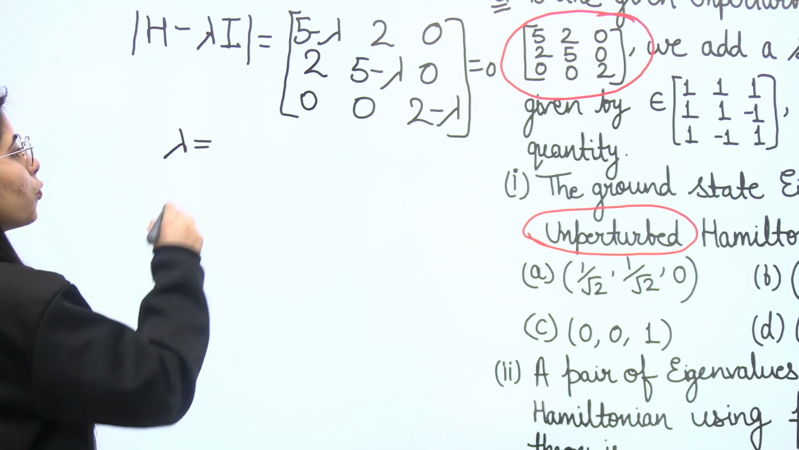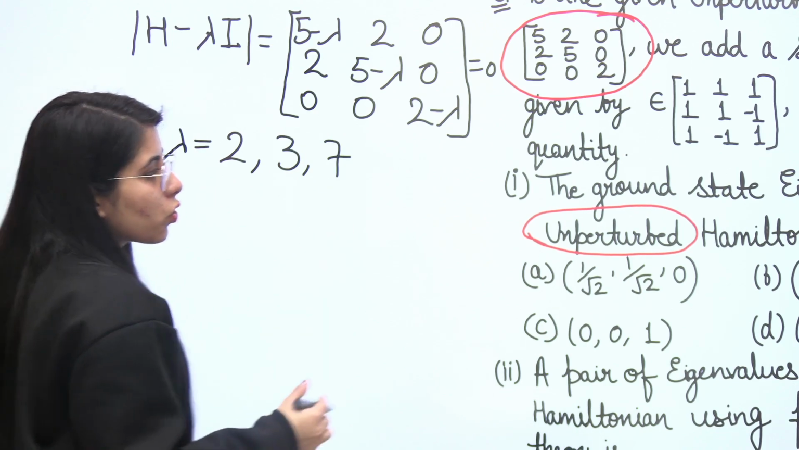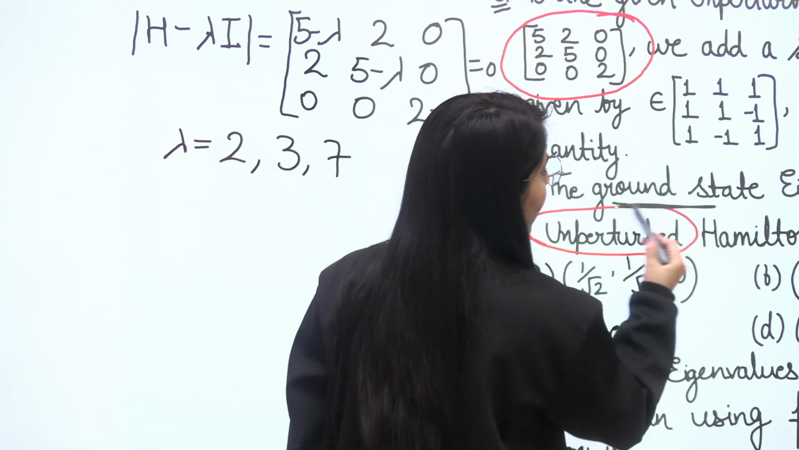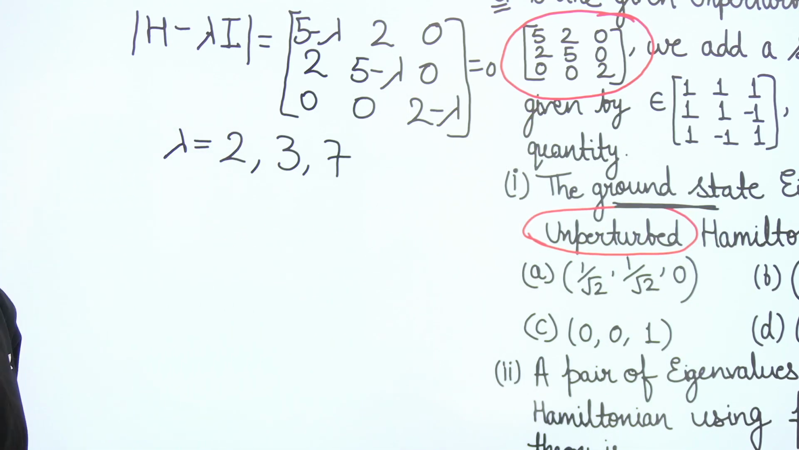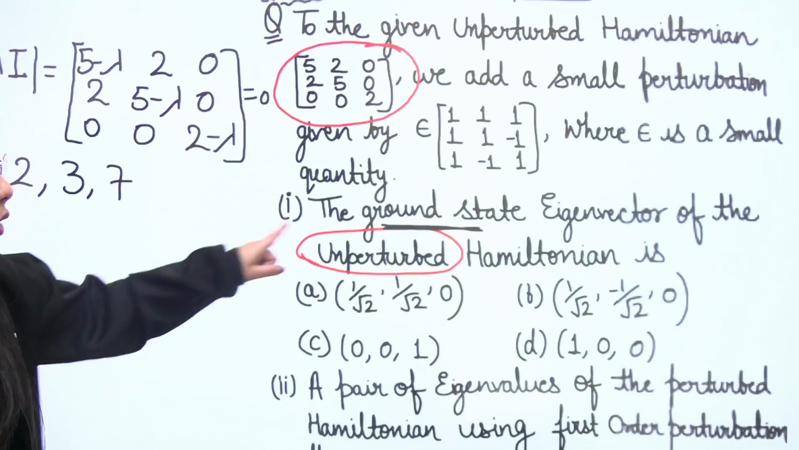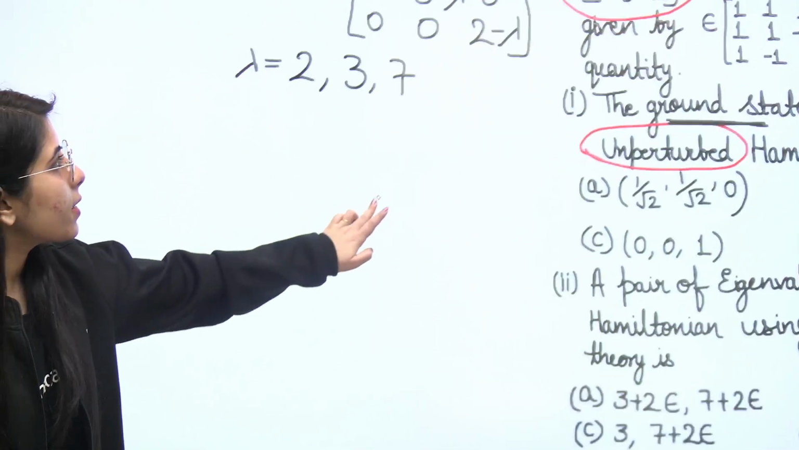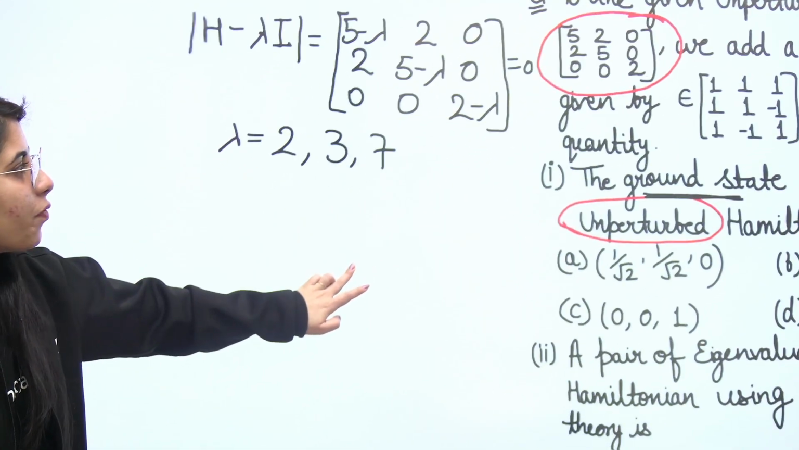The lambda values will be 2, 3 and 7, because in the question they were asking for the ground state eigenvalue or the eigenvector in the first part. Let me just show you. They are asking for the ground state eigenvector. So in that case, we will start working on finding the eigenvector now.